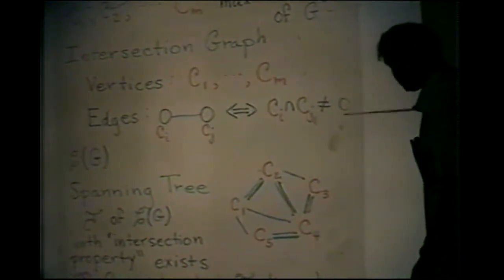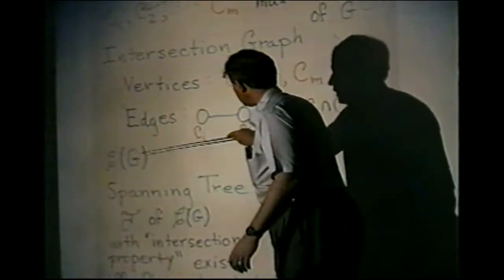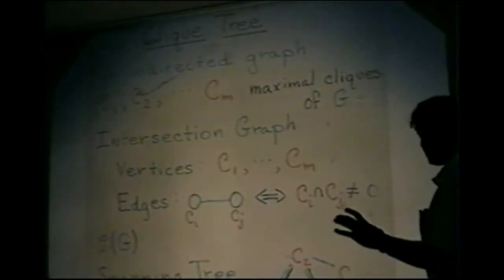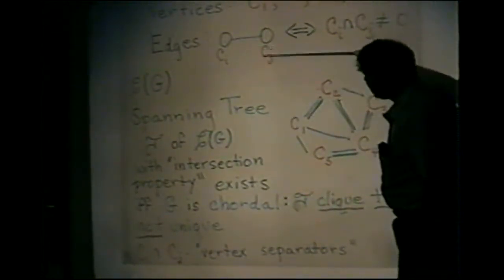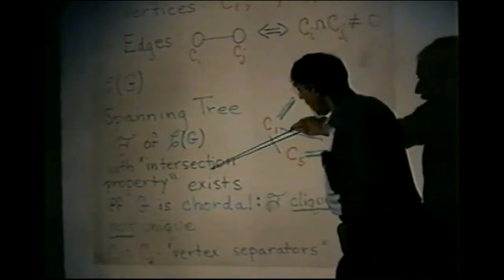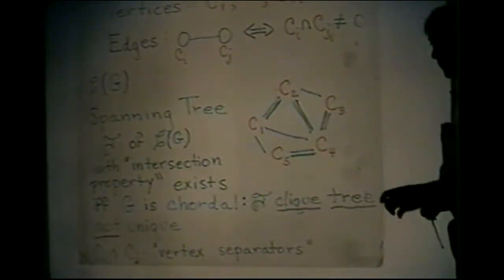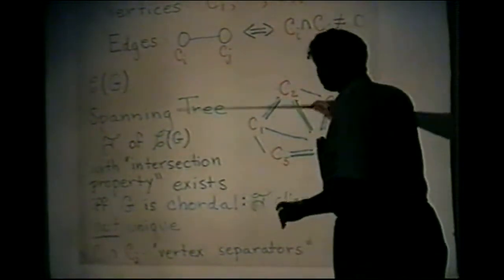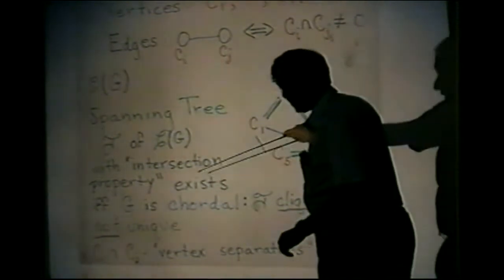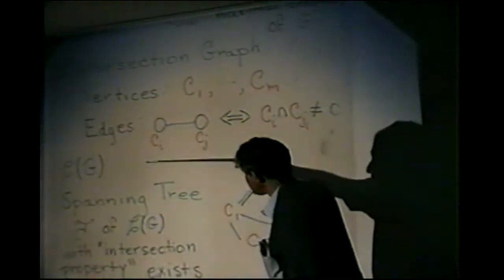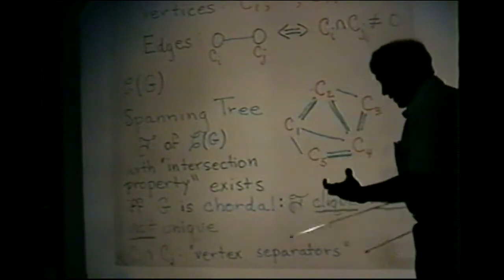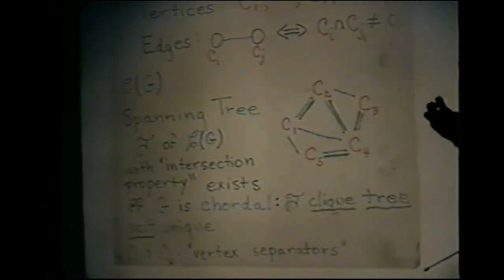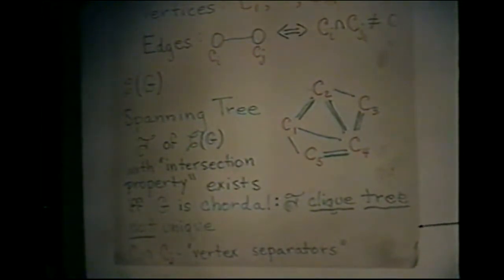I guess this should be not the empty set. And so this is the so-called clique graph of the original graph G. I simply take the intersection graph of the maximal cliques. Okay, now, what I'm going to look for is a spanning tree of this clique intersection graph that has a certain property called the intersection property, which I'll describe on the next transparency. And it turns out that the original graph G is chordal if and only if there exists a spanning tree of the clique intersection graph that has this intersection property. So this characterizes chordality, and it's this special spanning tree of the clique intersection graph that I want to look at.